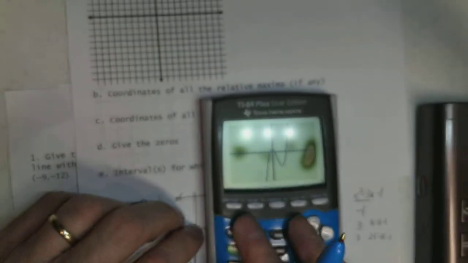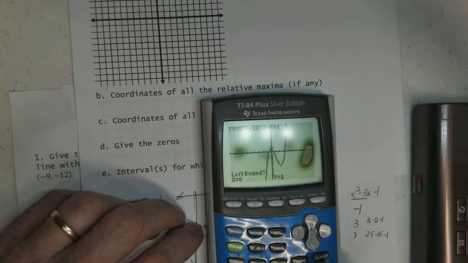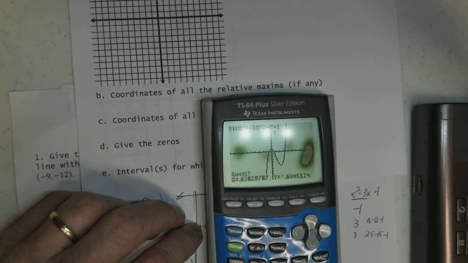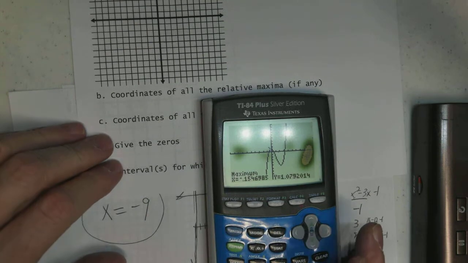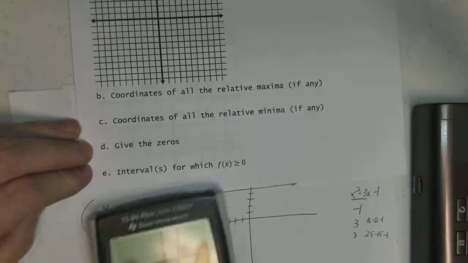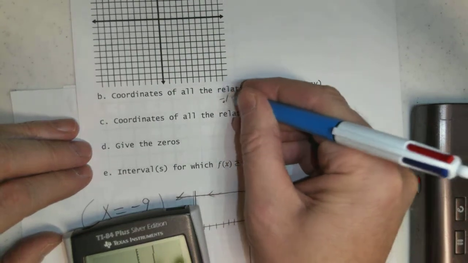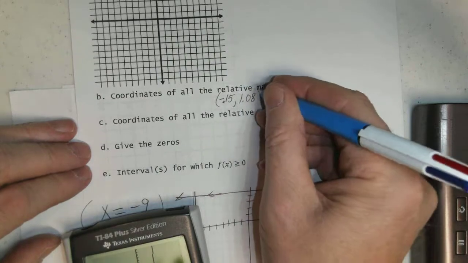So I'm going to second calc. Let's get that max. Enter. Enter. Enter. That max there is, I'm going to go negative 0.15, 1.08.